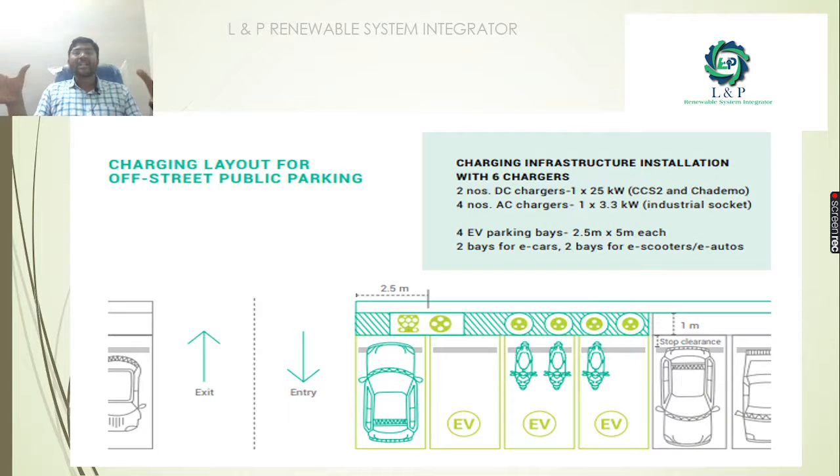This is the charging layout for the off-street public parking. See here, we can install 6 different chargers. We can use 2 DC chargers of 25 kilowatt range. And if you are using 4 AC chargers, then we can use 3.3 kilowatt industrial sockets. For 4 electric parking bays, we can provide a space of around 2.5 meters by 5 meters each. We can plan 2 bays for electric cars and 2 bays for electric scooters or autos.